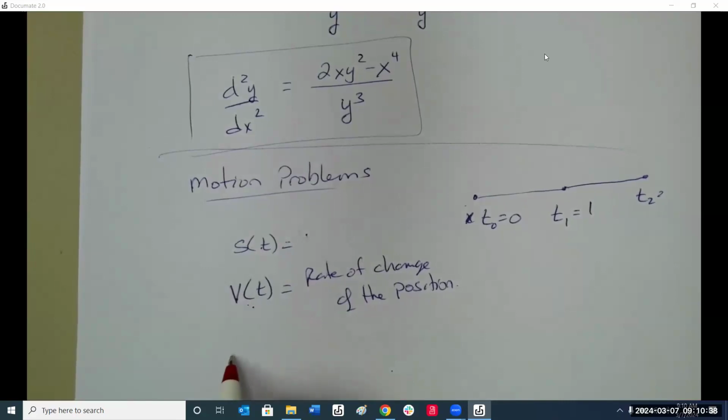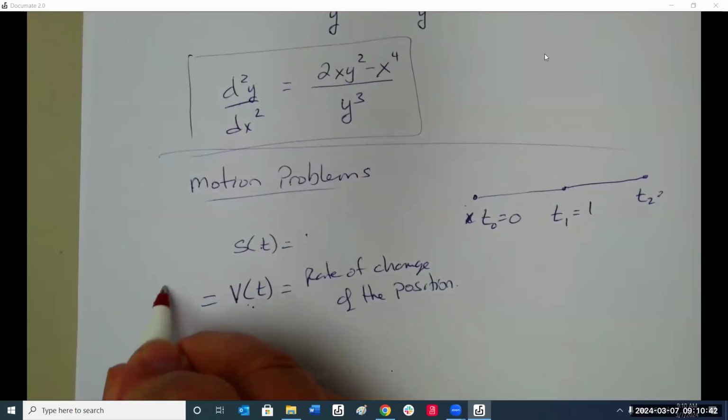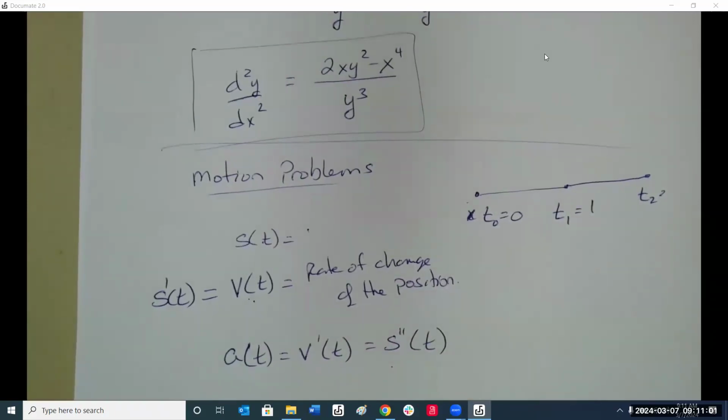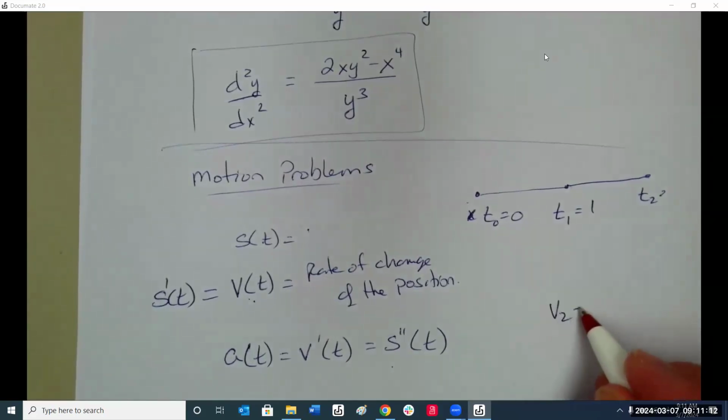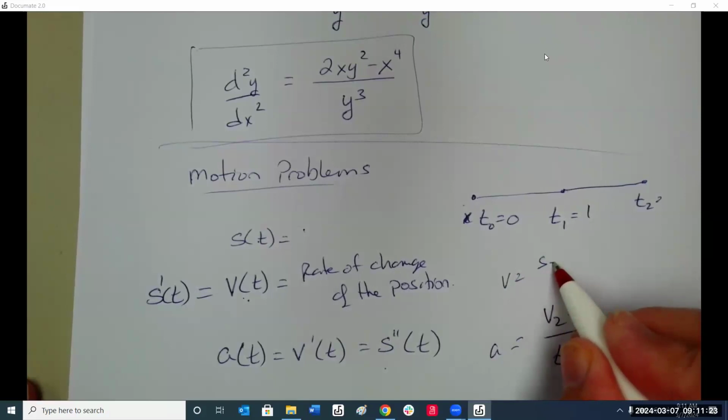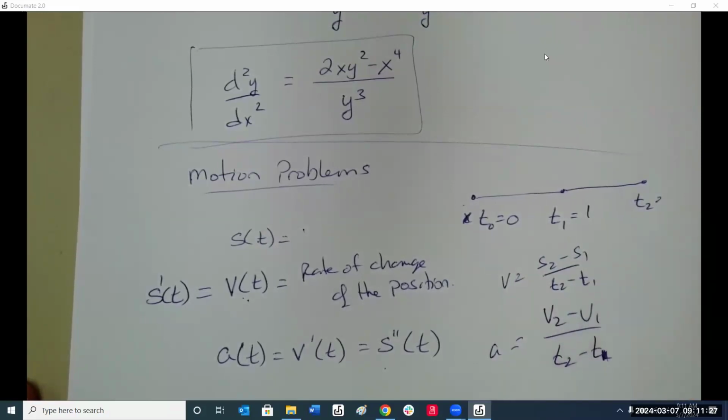Now, how fast your velocity changes. So the velocity is the first derivative of your position, because it's a rate of change, it's a slope, it's a movement. So the acceleration of this particle is the first derivative of the velocity, which is the second derivative of the position function. That's what acceleration is: how fast is the velocity changing from period to period. So you have velocity 2 minus velocity 1 over t2 minus t1. That's acceleration. Velocity is s2 minus s1 over t2 minus t1. That's what velocity is, the slope of the position.